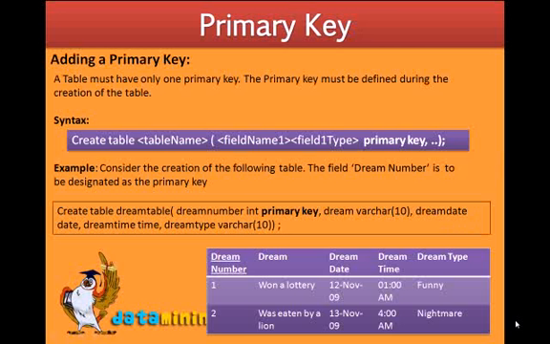The syntax to create a primary key is: create table, table name, and the field name, field type followed by the primary key keyword. For example, consider the dream table database. In order to create a primary key dream number, here we use the syntax create table, dream number followed by its type int followed by the keyword primary key.